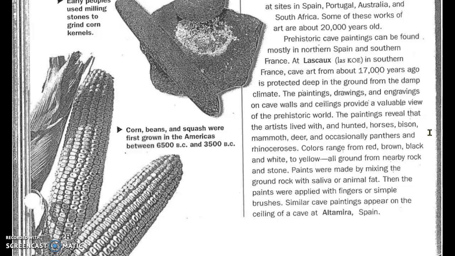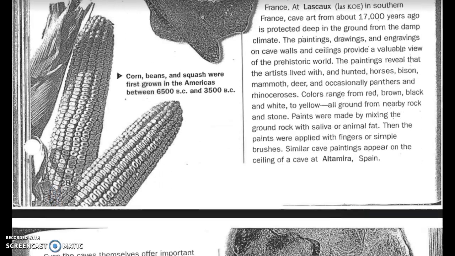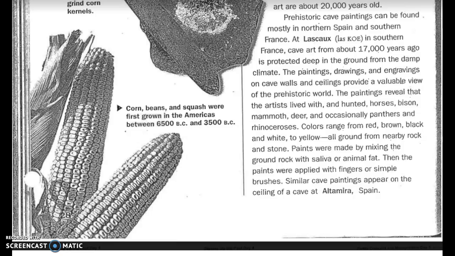Colors range from red, brown, black, and white to yellow, all ground from nearby rock and stone. Paints were made by mixing the ground rock with saliva or animal fat. Then the paints were applied with fingers or simple brushes. Similar cave paintings appear on the ceiling of a cave at Altamira, Spain.